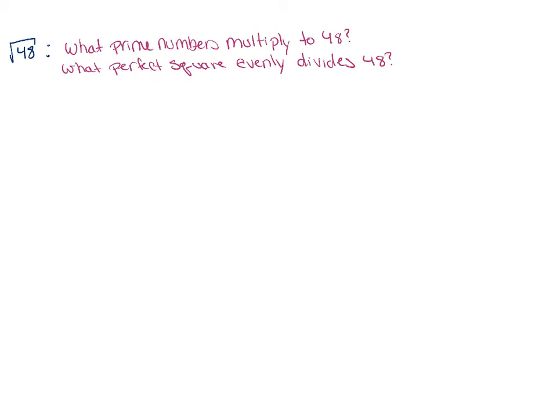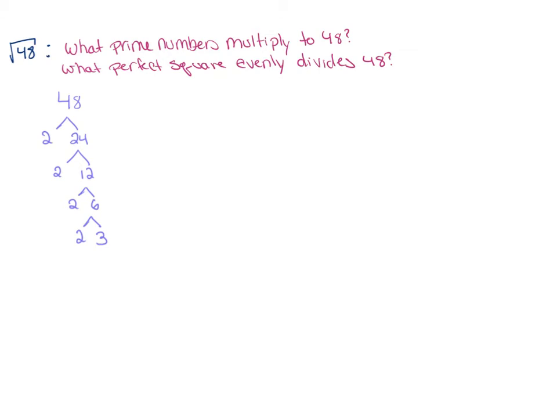If you're not comfortable with which numbers are perfect squares, or you can't think of the highest perfect square that would evenly divide 48, we can start with the factor tree again. So 48, I pull a 2 out of 48 and I get 24. If I divide 24 by 2, I get 12. 12 by 2, I get 6. 6 by 2, I get 3.